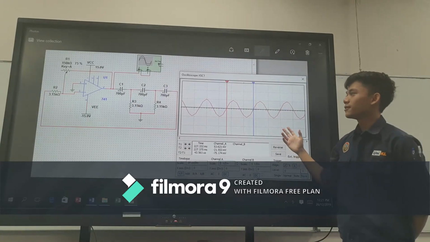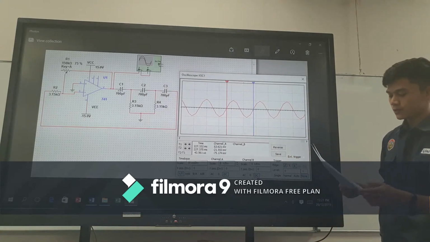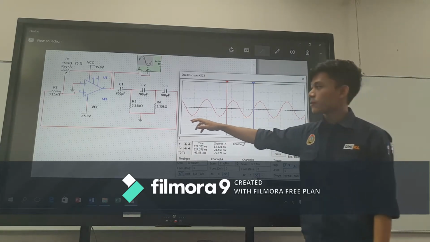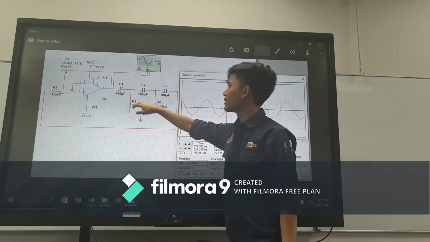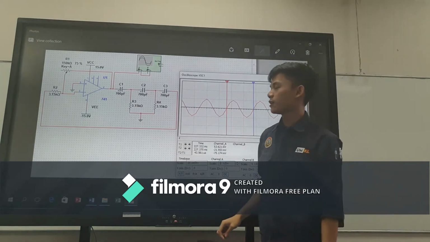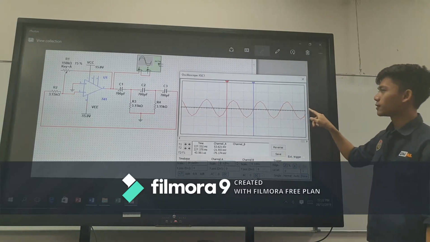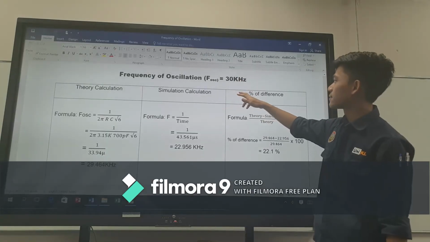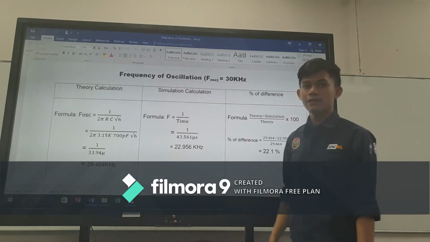My name is Muhamad Shamli. Today I will continue our presentation with the design of an RC oscillator for a frequency of oscillation of 30 kHz. For 30 kHz we have used a capacitor of 700 microfarad, and our resistor is 3.15 kilo ohm. So this is the result for 30 kHz. This is the calculation for the 30 kHz frequency of oscillation.